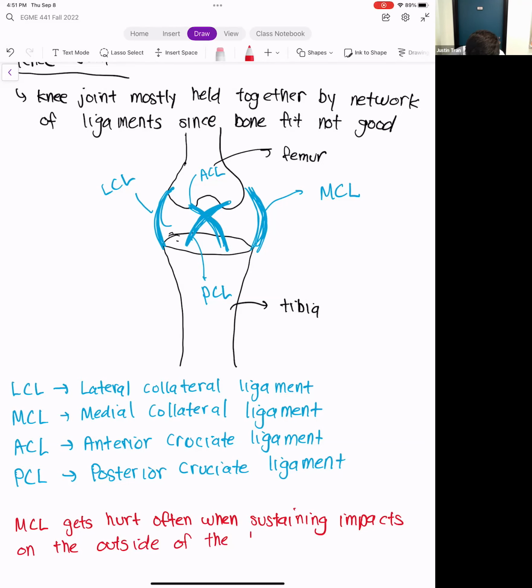And so you'll see the MCL get hurt a lot in contact sports, like in football, because if you're getting tackled at the knees, and it causes your knee to buckle, then it might cause your MCL to get hurt. Okay. Your ACL is probably the other one that you've heard gets injured a lot.